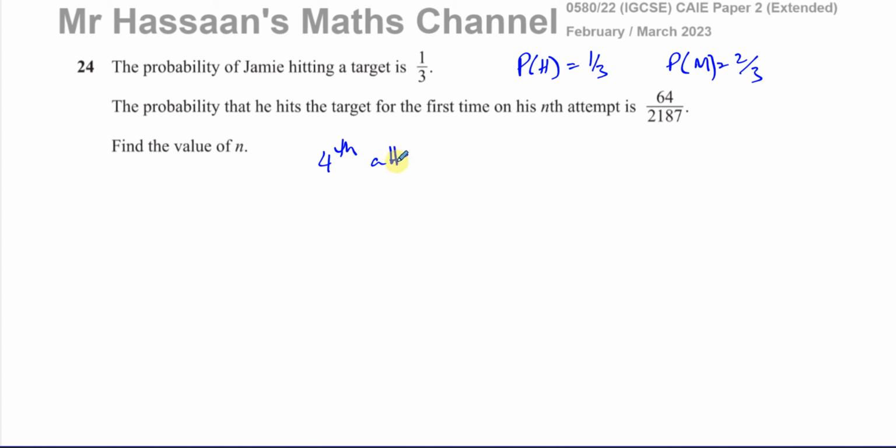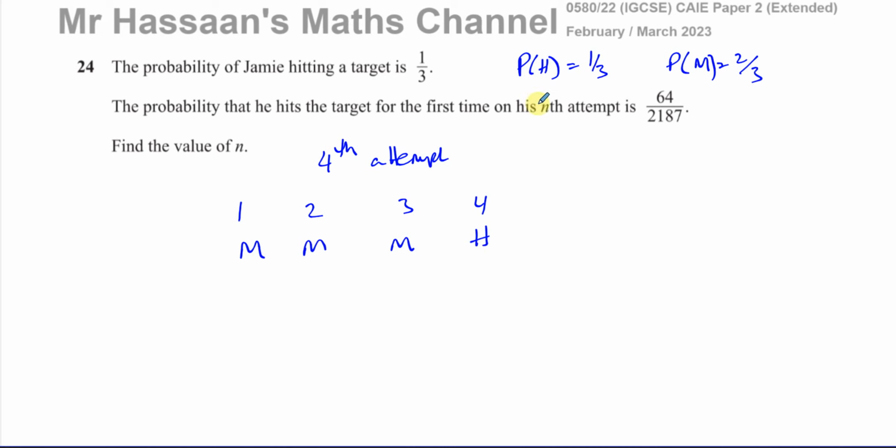On the 4th attempt, that he hits it on the 4th attempt, which means that he hits the target for the first time on the 4th attempt. That means the first throw, the second throw, and the third throw, he's missed all of them. And then the 4th attempt, he's hit the target. So what would be the probability of this?